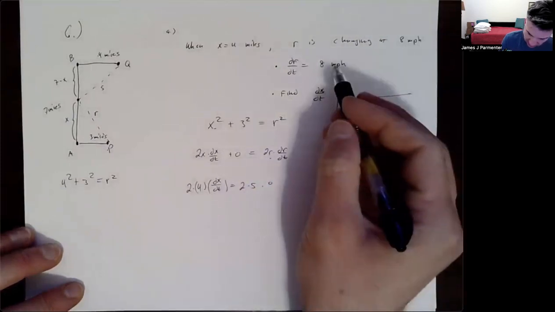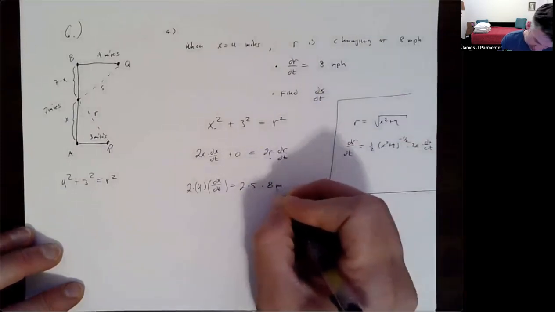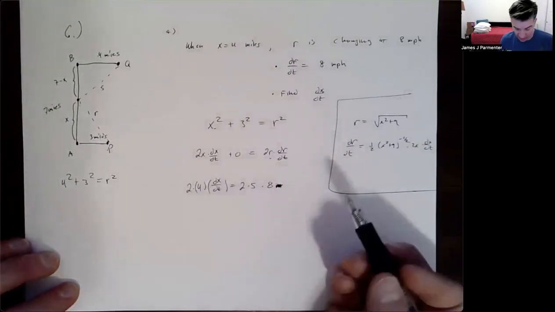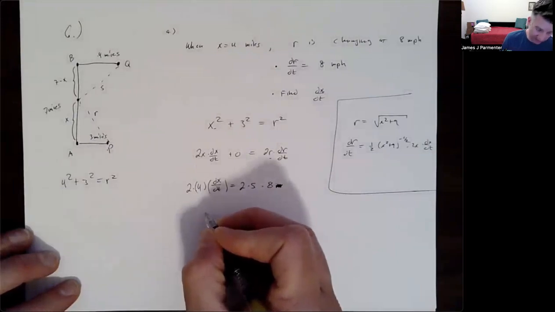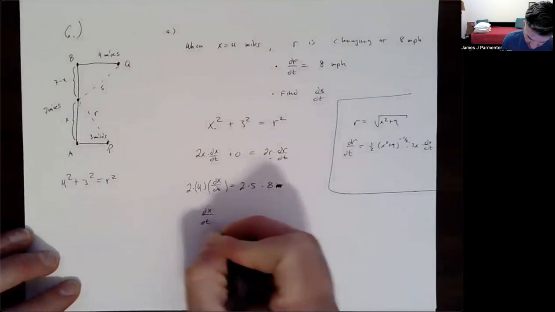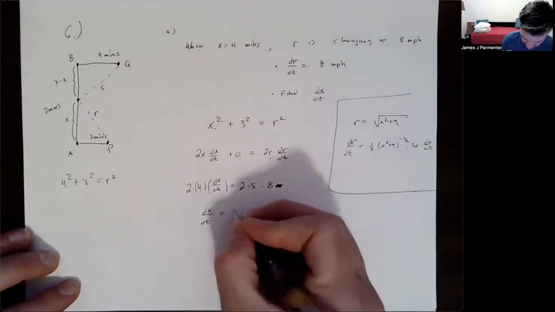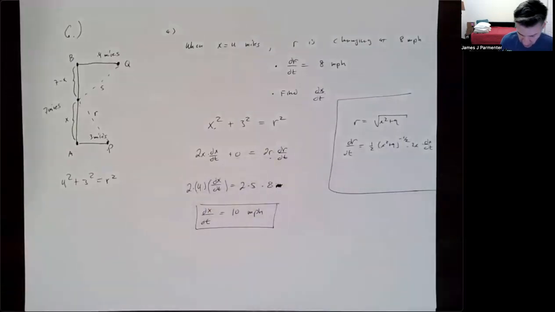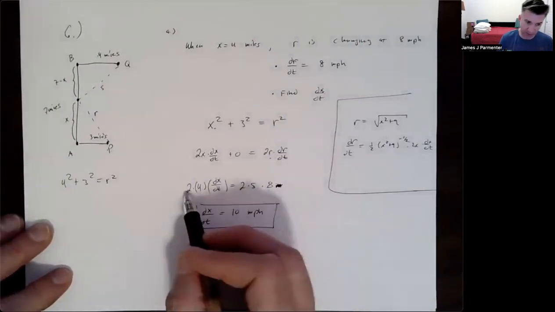And then dr/dt was given to be 8 miles per hour. I don't really need the units there; I'll plug them in at the end. I would point out that the 8 here and the 8 here can cancel, so divide both sides by 8, and those will divide out. So dx/dt is just going to be 2 times 5, which is 10 miles per hour, right? Because 2 times 5 times 8 divided by 8, the 8's cancel.